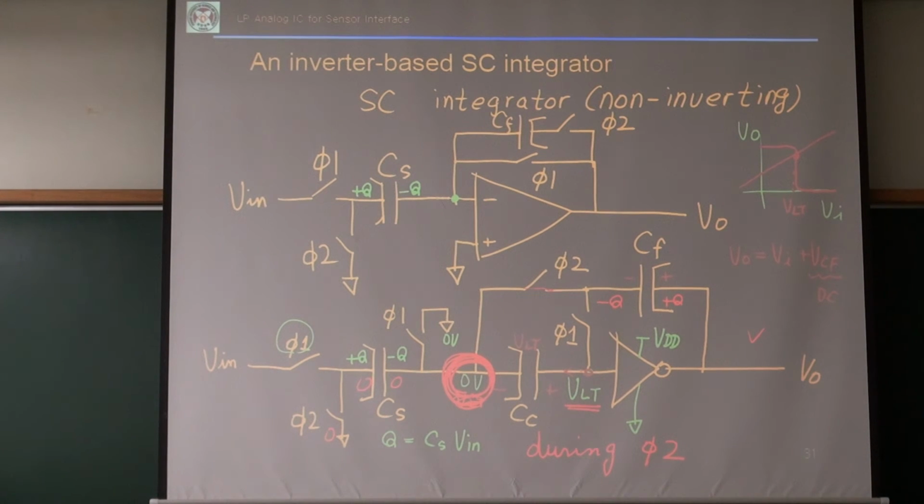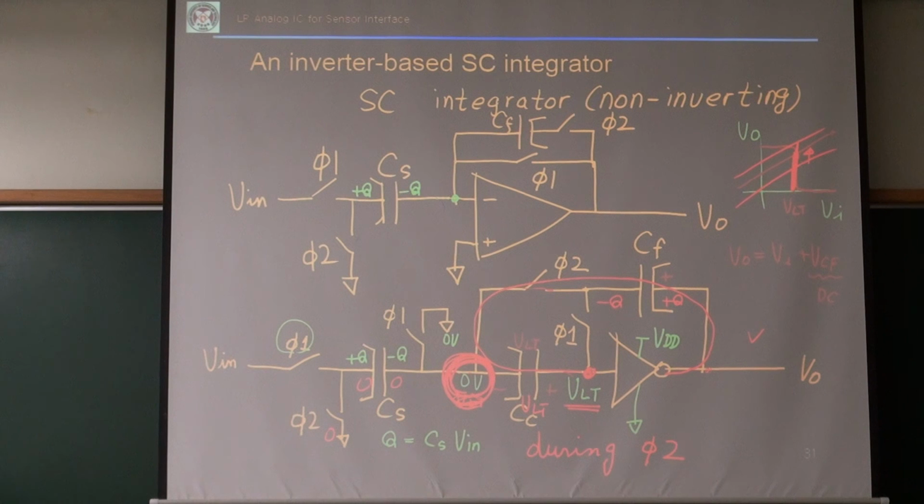Because during the phi 2 phase there is a negative feedback by this, right? This VI-VO characteristic still remains, and VO may be something different through CF, it may go a little bit, but it still remains here. So this voltage still remains at the logic threshold by negative feedback. CC keeps the VLT voltage, so it should be 0.